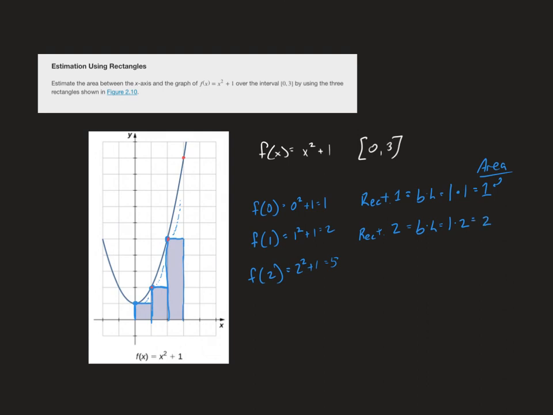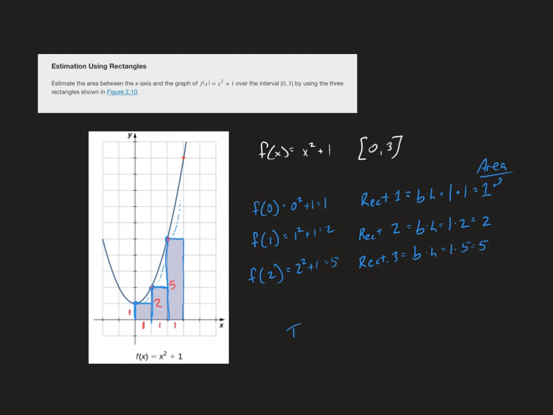Okay, so where am I getting this from, right? The base here, 1. The base here, 1. The base here, the width of each of those 3 rectangles is 1. The height of the first one is 1. The height of the second one is 2. The height of the third one is 5. And you can count it right there on the picture if you want to. Rectangle 3, we'll do this last one. Rectangle 3, base times height is 1 times 5, which is 5.